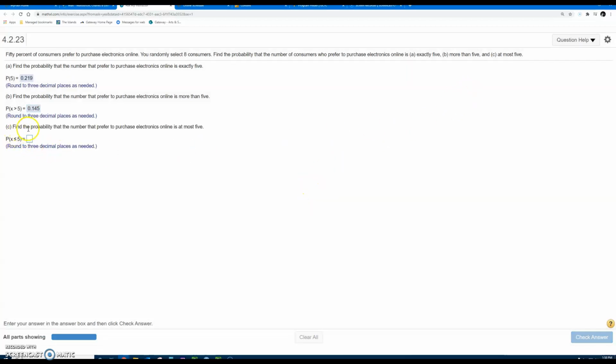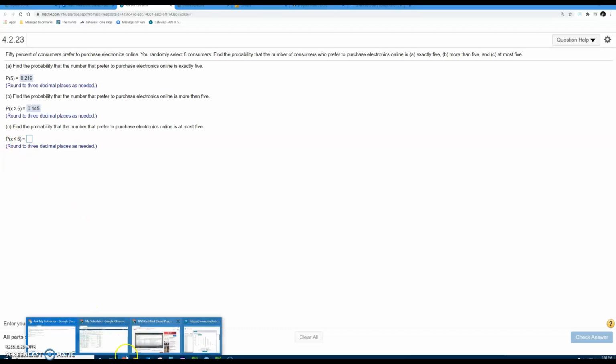Last one, find the probability that is at most 5. At most means it's less than or equal to 5. So if you have at most 5 pieces of pizza, that means that you can have 5 pieces of pizza or less. But in this case, it's just x is less than or equal to 5.